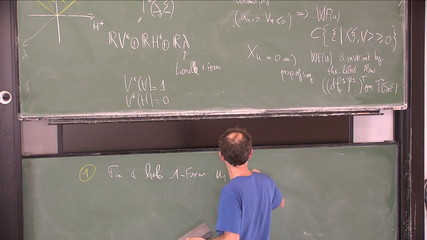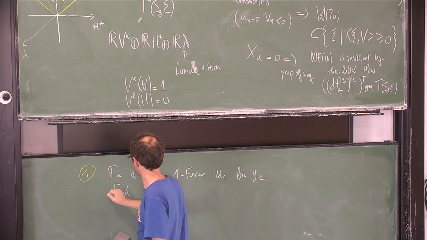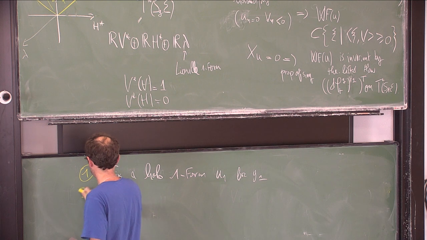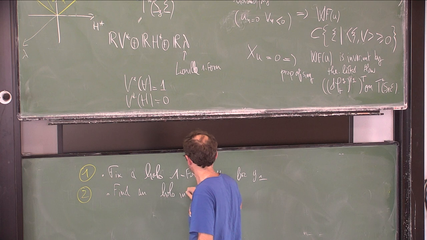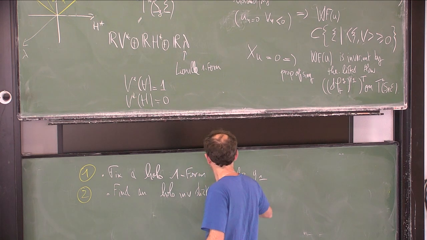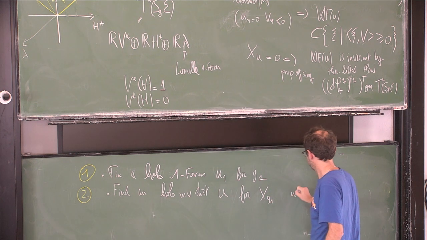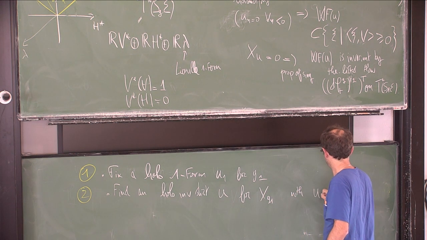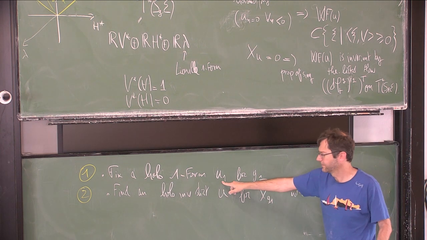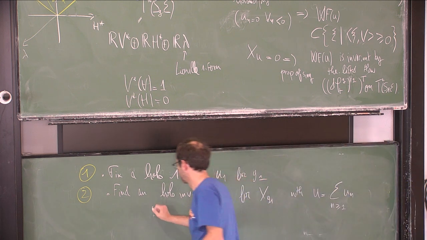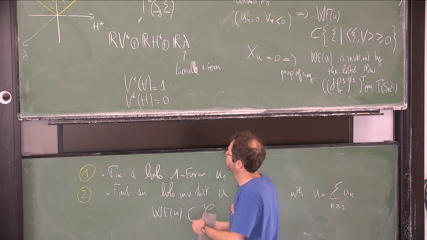U1 for G1. Then find an invariant distribution, a holomorphic invariant distribution U for X_G1, with U equal to the sum of U_n for n bigger than or equal to 1, and the first guy is given by this U1. We know the wavefront set. It contains this cone C.